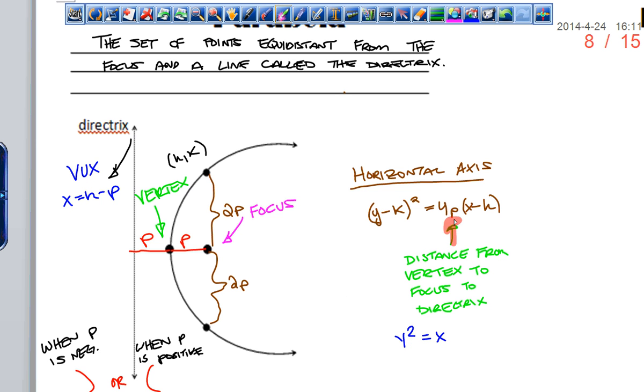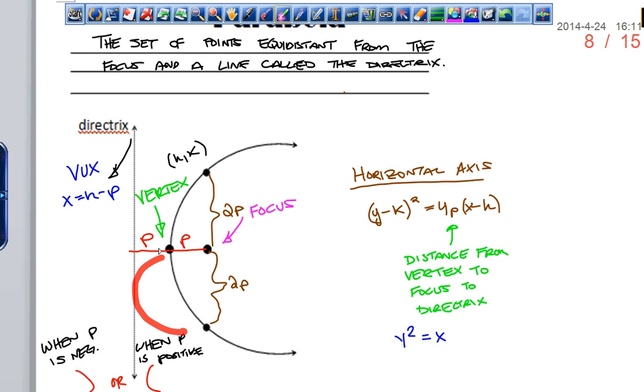The last thing is p. P is in your equation. Now, sometimes you're just going to see a number. So, like if this was 8, you would say that P is 2 because 4 times 2 is 8. If this was 24 or something like that, then P would be 6 because 4 times 6 is 24. Now, P is the distance from the vertex to the directrix and the vertex to the focus.